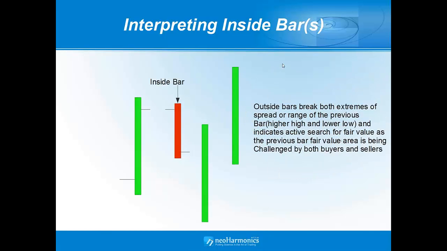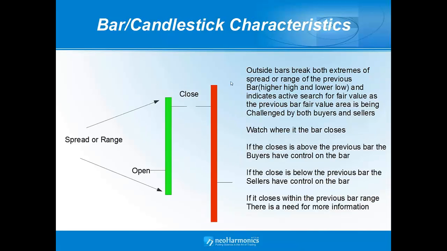The next type of bar I'd like to go over is outside bars. Outside bars, once again, break the extreme high and also the extreme low. If the previous bar or spread was the fair value of the time frame before, this particular bar is challenging both the low and the high, trying to reestablish new values. This is a one bar analysis, and what you want to watch for is where the bar actually closed, okay? Because they mean different things if they close in different areas.